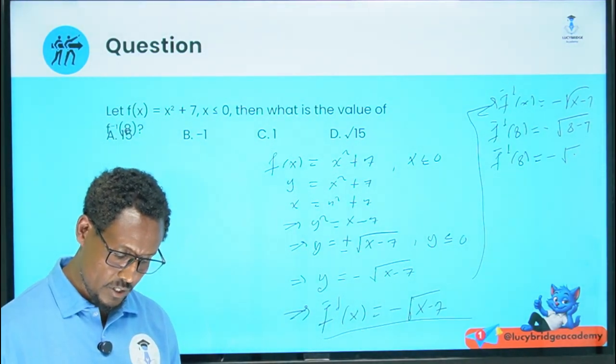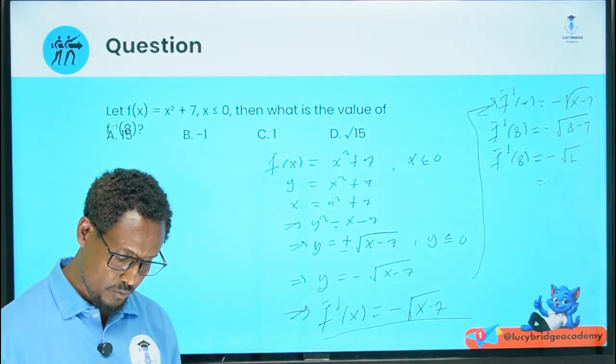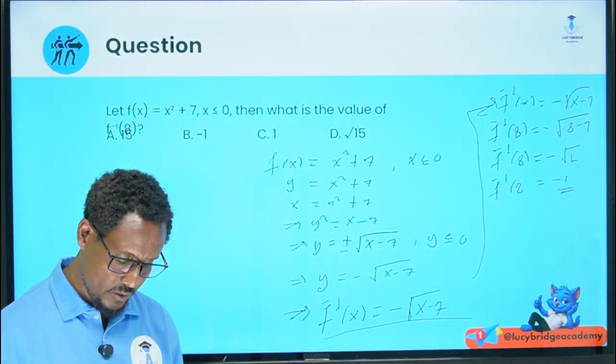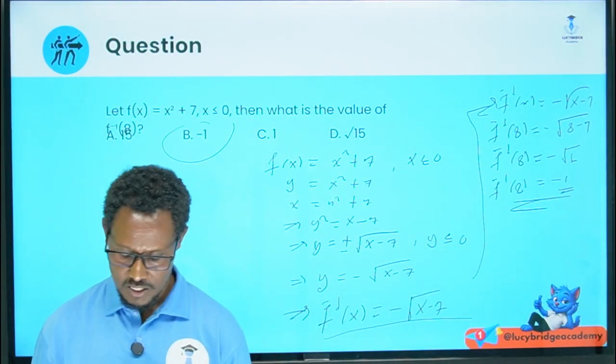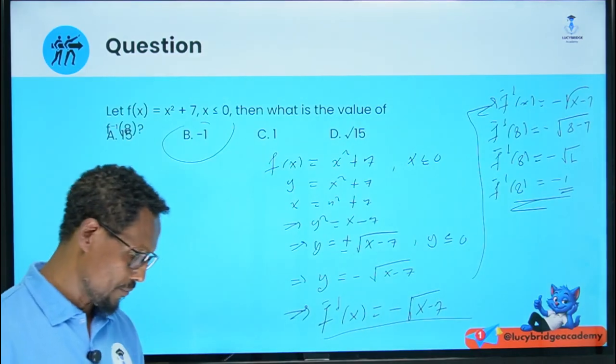Eight minus 7 is 1, which is equal to minus 1. That means f inverse of 8 is equal to what? Is equal to minus 1. The answer is B.